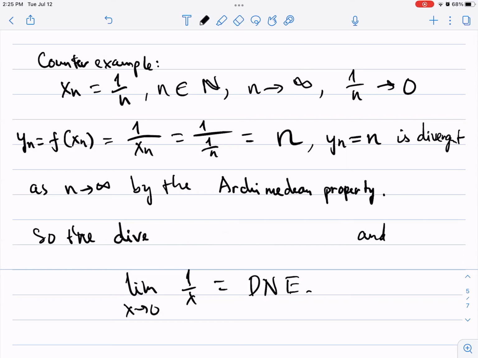So the divergence criterion is verified, and as a consequence, the limit of the function doesn't exist.